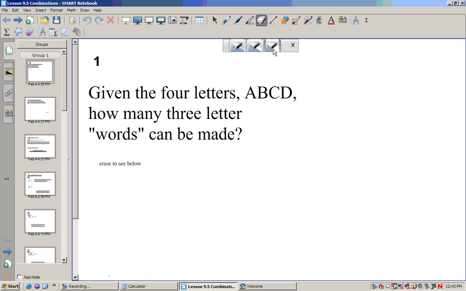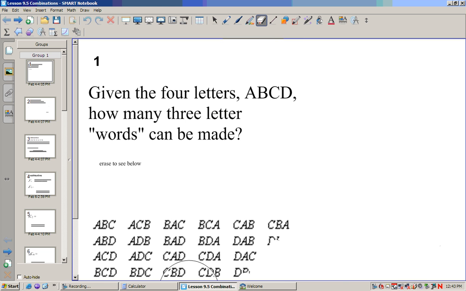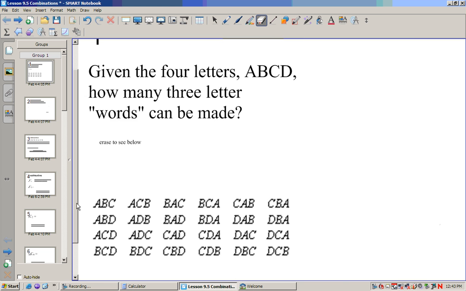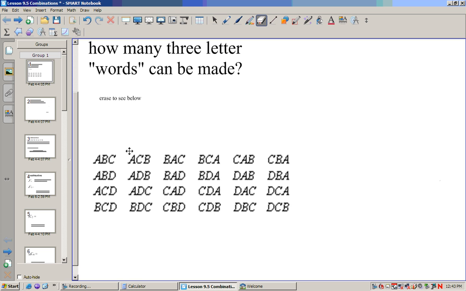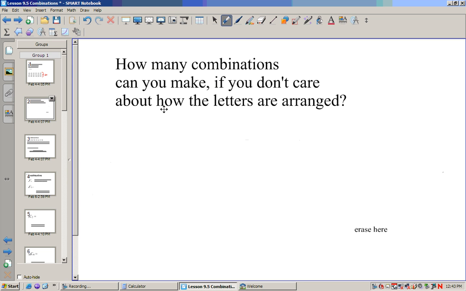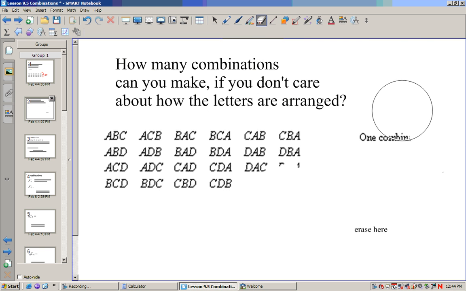All right, now if I erase, these are all the possible solutions. So there's 4 times 6, so there's 24 ways I can permutate 4 letters in 3 different positions. Now, how many combinations can you make if you don't care how the letters are arranged? Now, this is a little bit trickier question, so I'll erase all those again.